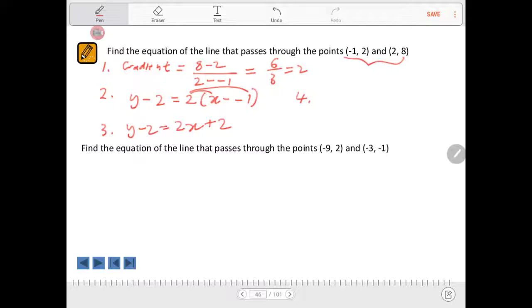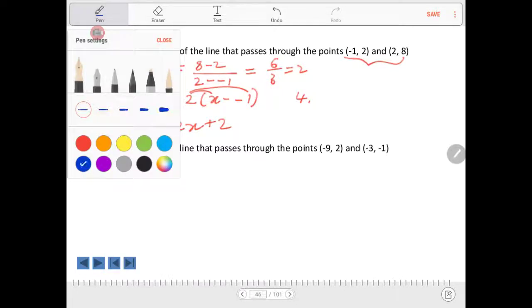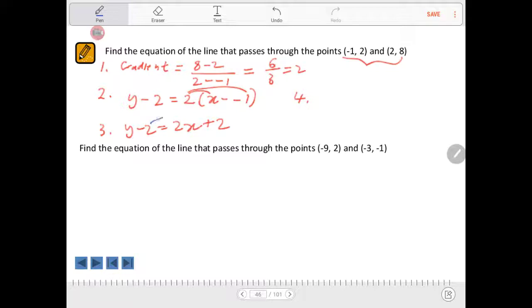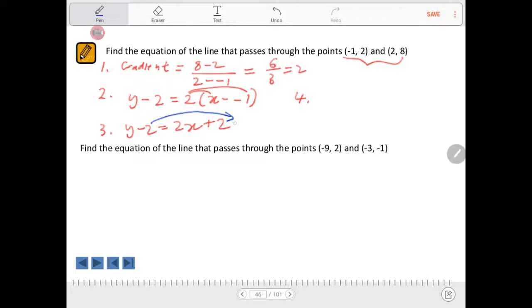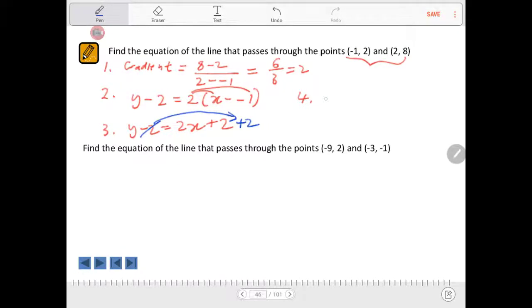And finally in step 4, this negative 2 comes over and does the opposite, which is plus 2. So the final answer is y equals 2x plus, 2x plus 2 and 2 make 4.